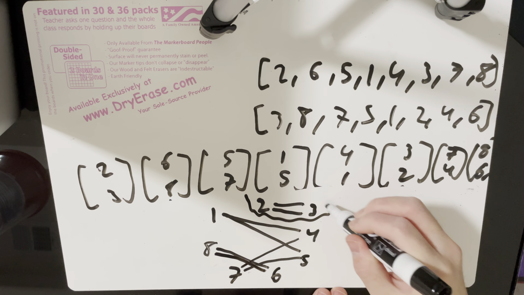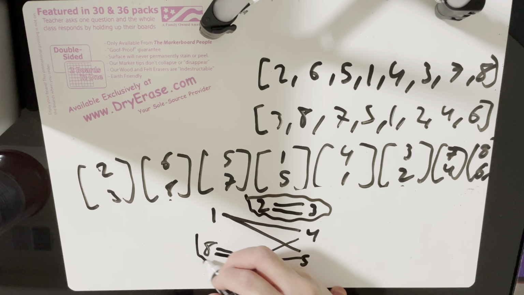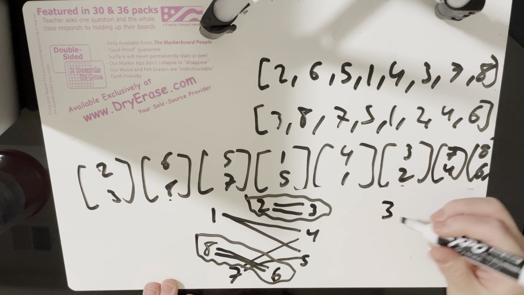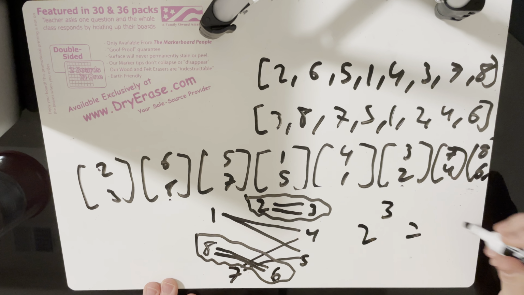So 2 and 3 is its own component. 8 and 6 is its own component. And then we notice that 1, 4, 5, 7 also forms its own component. So we have 3 components in here, which means the answer is 2 to the power 3, which is equal to 8.